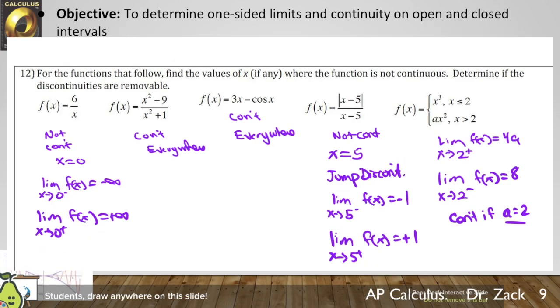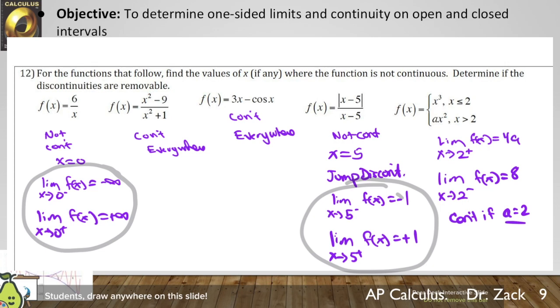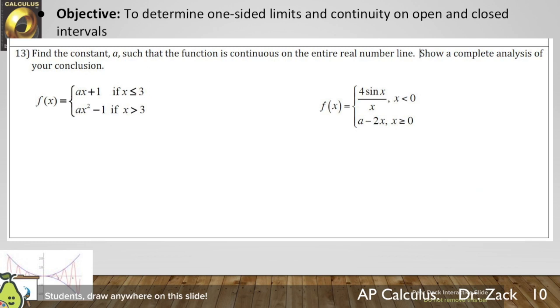So as you look at number 12, notice that you need to use your limit notation to prove when your function is not continuous. Sometimes that limit notation will also help you figure out when you could force your function to be continuous.